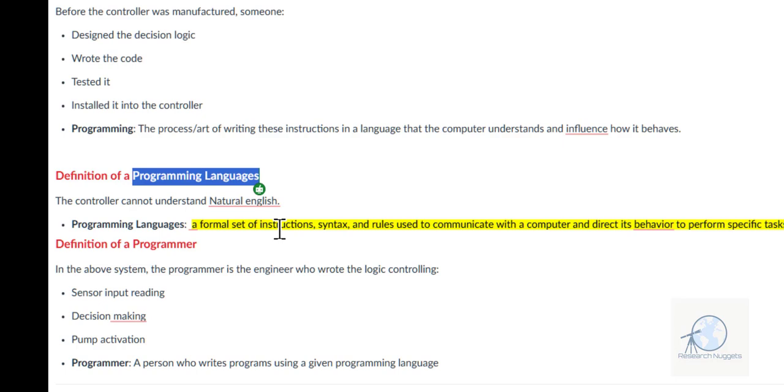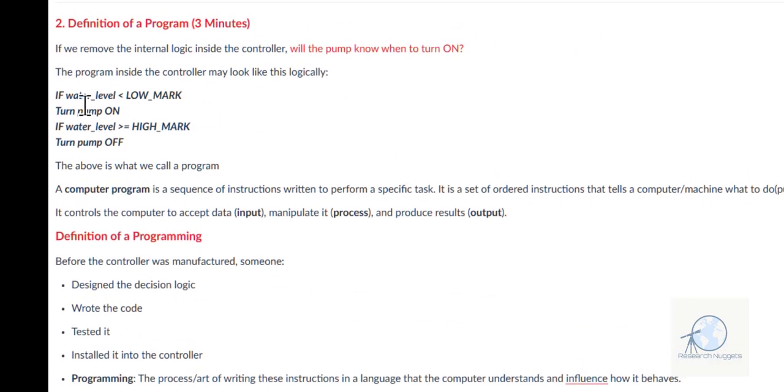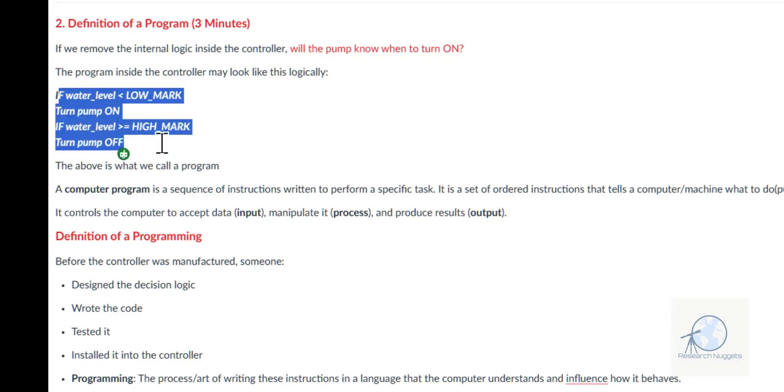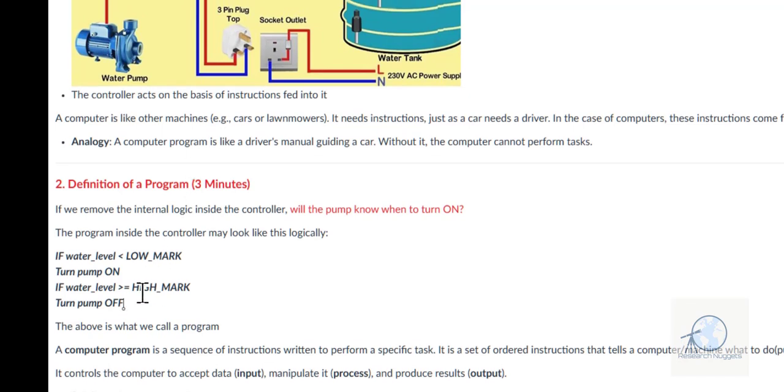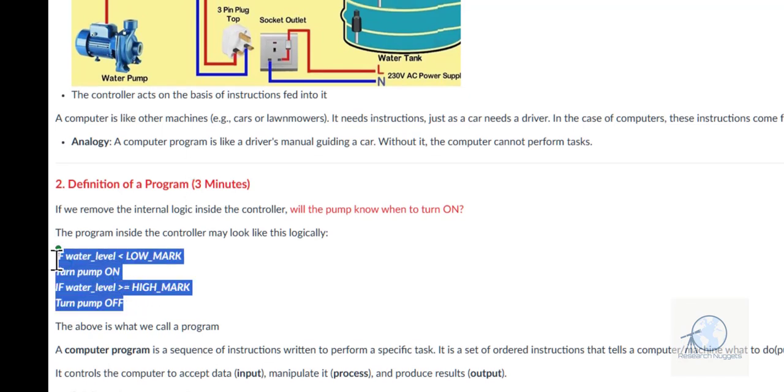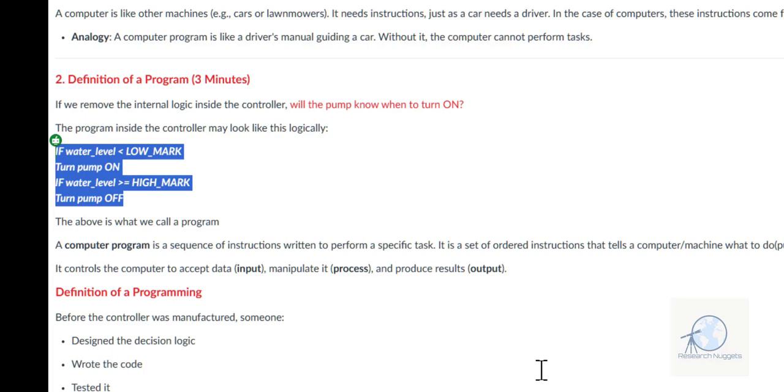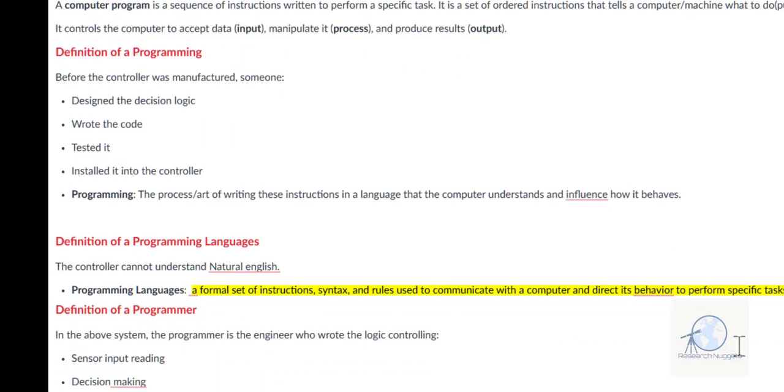So there's a formal set of instructions, syntax and rules that are used to communicate with a computer and direct its behavior. In a natural language, you would have written something of this nature, but when we now want that particular activity to be undertaken here, we have to translate this into a language that our given water level controller understands, so that it's able to behave in a certain manner.